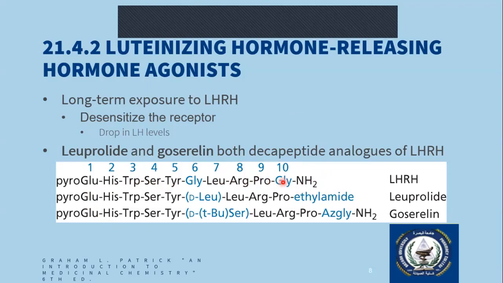Decapeptide, a 10 amino acids peptide. Okay, so if you give a peptide, what's going to happen? It's going to be degraded inside the body because of the effect of esterases and the peptidases. So they made analogs of the luteinizing hormone releasing hormone, and those analogs have an agonist effect, so they have the same effect as the LHRH.